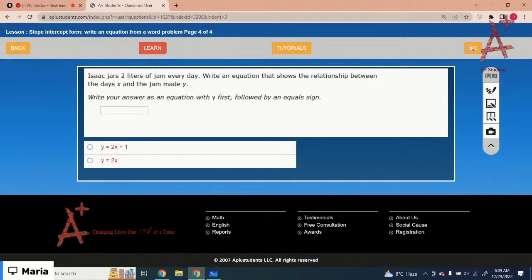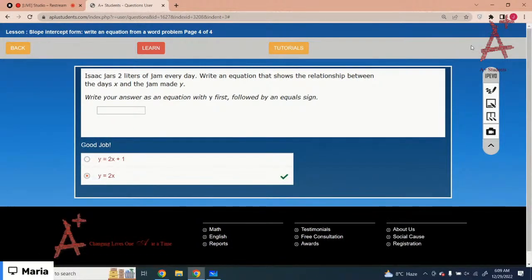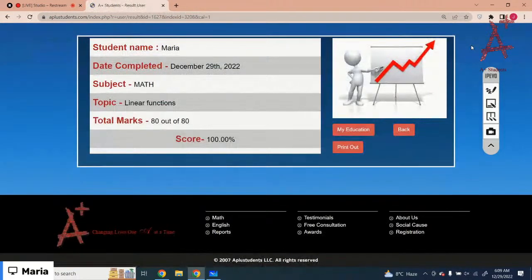So the correct option is y equals 2x. Got it? So just select the correct option, then click on the OK button. Okay, the next one is, okay, so we have just 4 of the questions on the test. So you can find a lesson in the book and do the practice questions as many as you can. Got it?